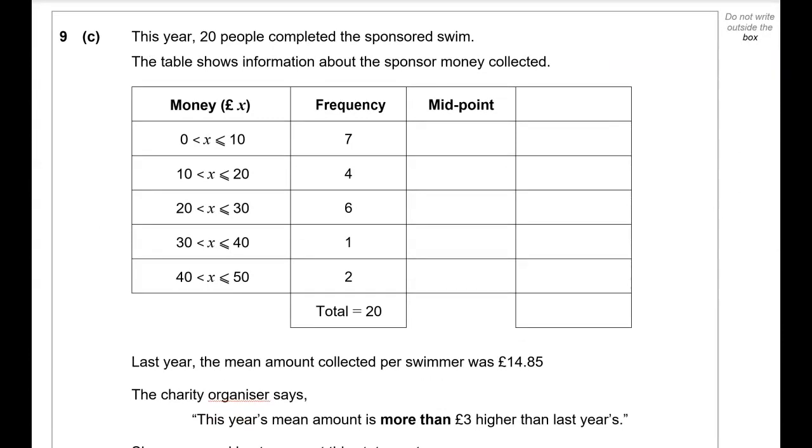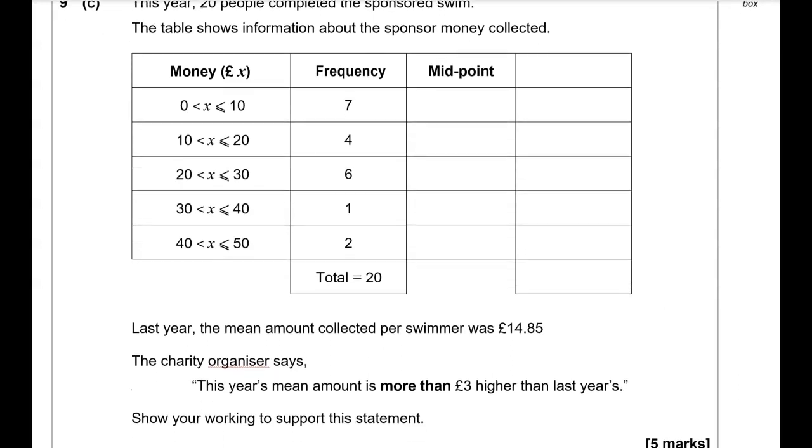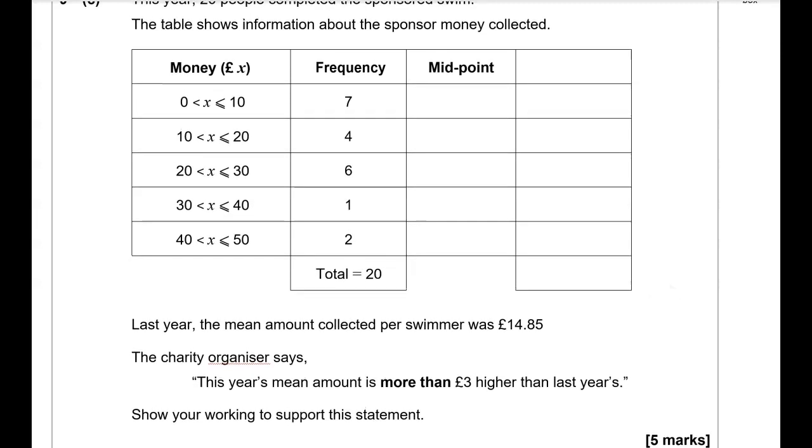This year, 20 people completed the sponsored swim. The table shows information about the sponsor money collected. Last year, the mean amount collected per swimmer was £14.85. The charity organiser says, this year's mean amount is more than £3 higher than last year's. Show your working to support this statement.